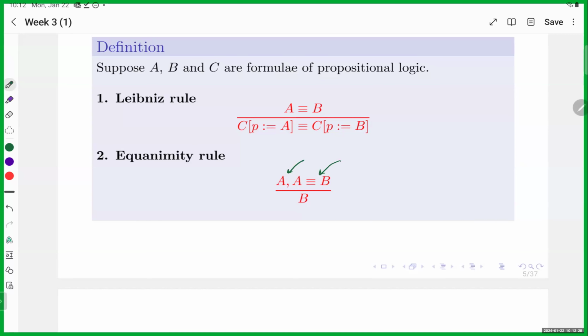If A and B are equivalent, yes. That's what it essentially says, but you have to do the substitution in both sides. So if you have A and A equivalent to B, then you can conclude B, which is again sort of obvious, right? If you have A and A is equivalent to B, then you have B. So we only have these two rules of inference.